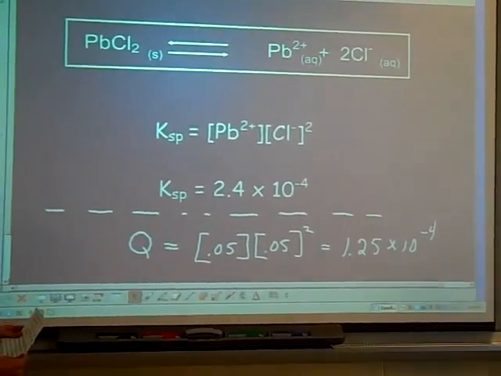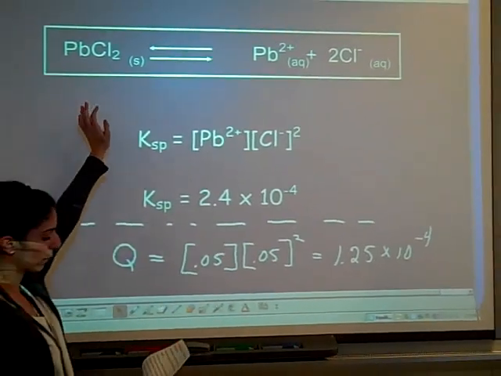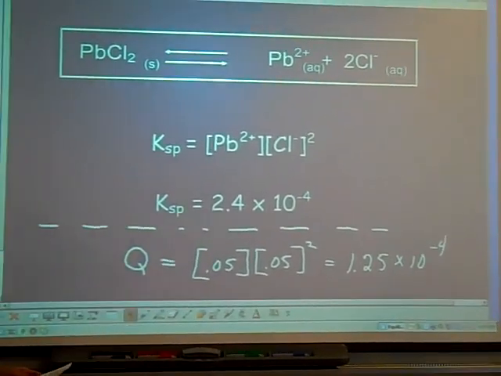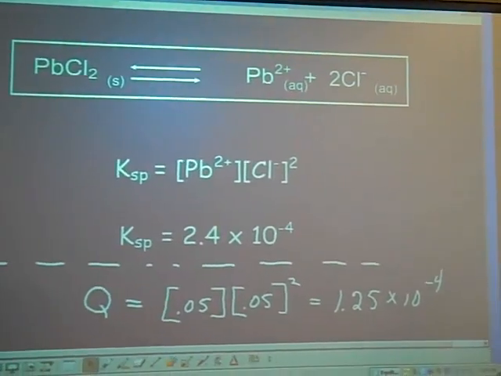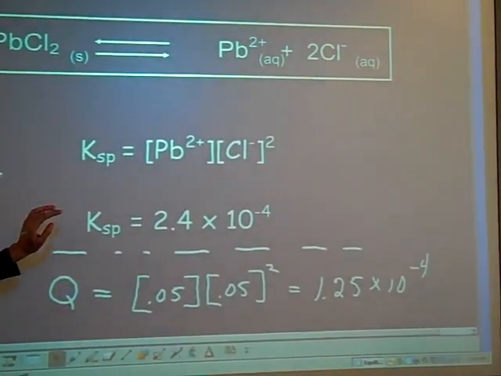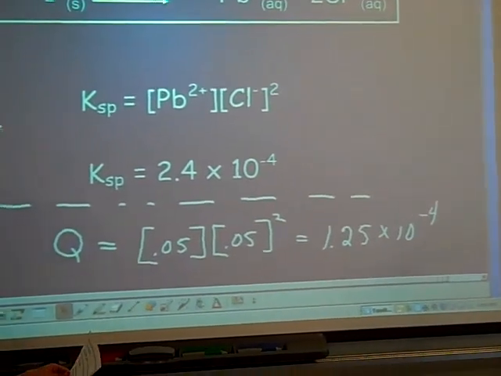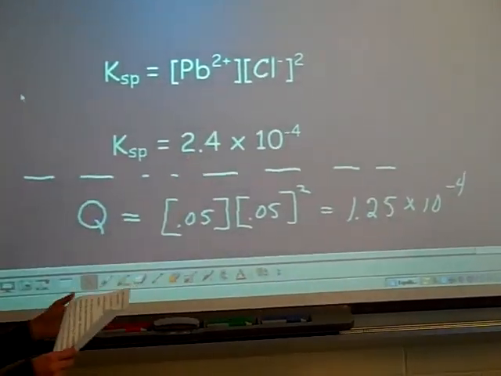Okay. We will use a salt, lead chloride, to explain this. This is the reaction that we would write to show this salt dissolving in water. We use a term called the solubility product constant to explain how soluble the salt is in water. For lead chloride, the solubility product constant looks like this.